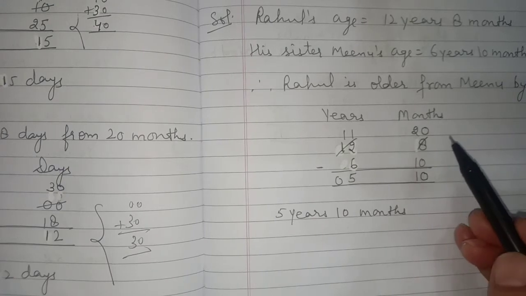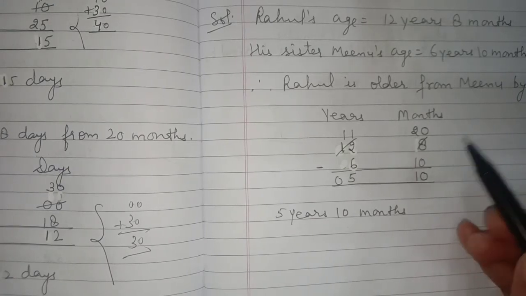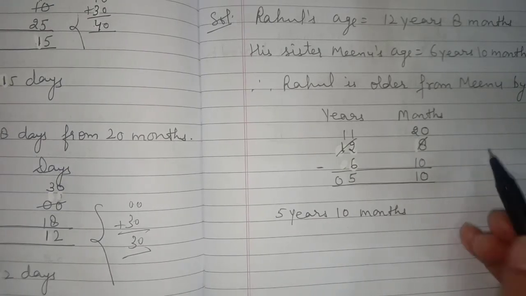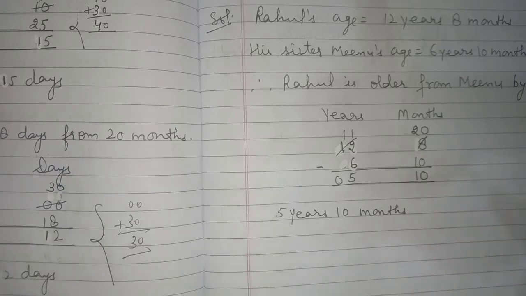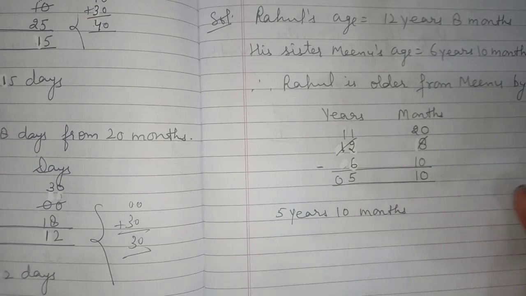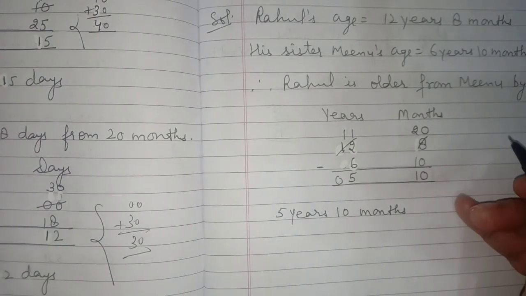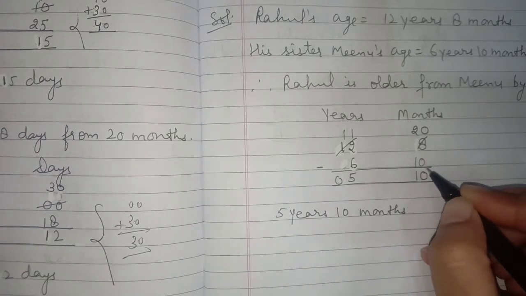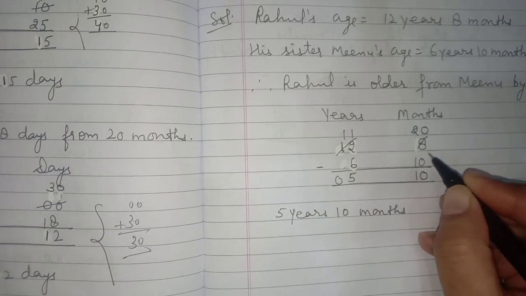So let us write Rahul's age on the top because he is older. So the number will be greater, and then Meenu's age at the bottom. Now we have to here subtract years and months. So we know 1 year is equal to 12 months. So can we subtract 10 months from 8 months? No, we need to borrow.